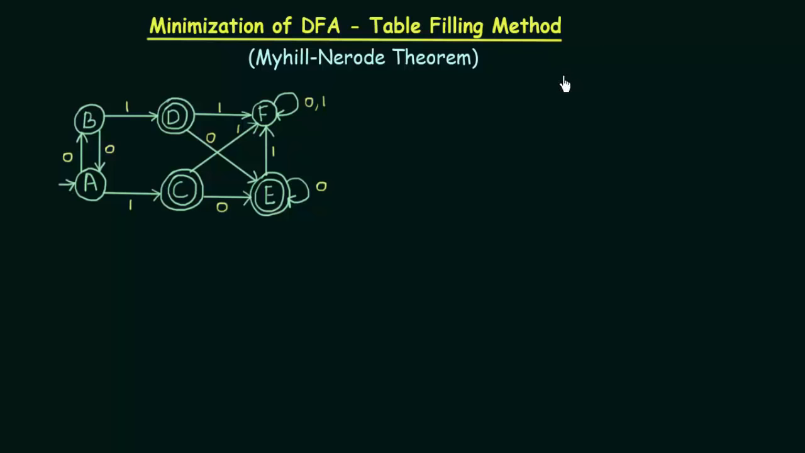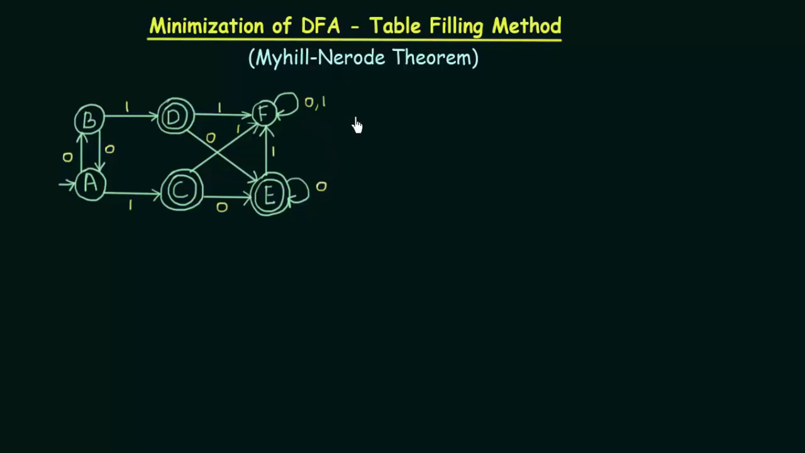In the previous lectures, we have seen how to minimize DFA, and we have seen a few examples of minimizing DFA. In those lectures, the method that we used for minimizing the DFA was a method known as the partitioning method. In this lecture, we will be discussing another method of minimization of DFA called the table filling method, also known as the Myhill-Nerode Theorem. So let us see how we can minimize this DFA given here using this table filling method.